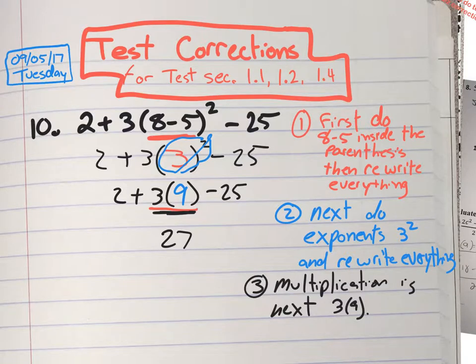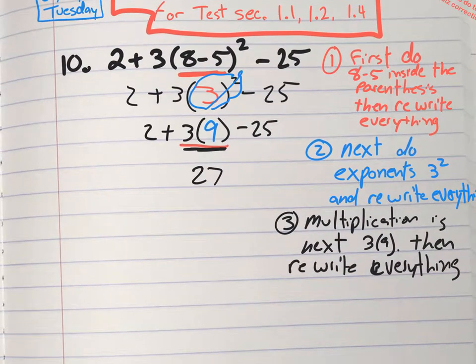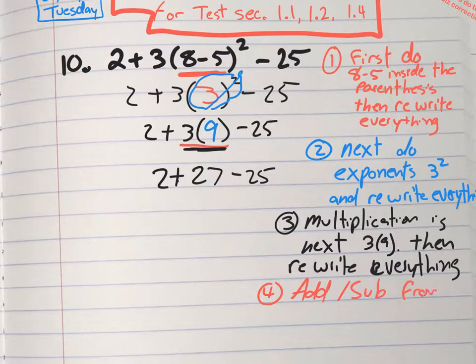and rewrite everything. So as you can see, each correction is going to end up being a lengthy process. So let me rewrite everything. We have the plus that comes down, the 2, the minus, the 25. Now the last step, you could lump it together and say step 4 is add, subtract from left to right. So 2 plus 27 is 29. 29 minus 25. Final answer is 4.